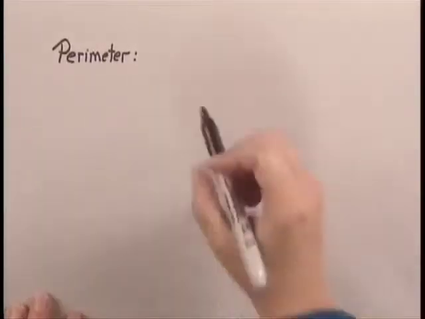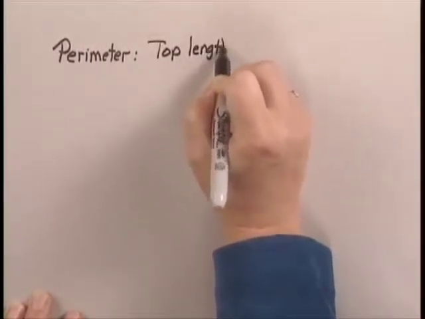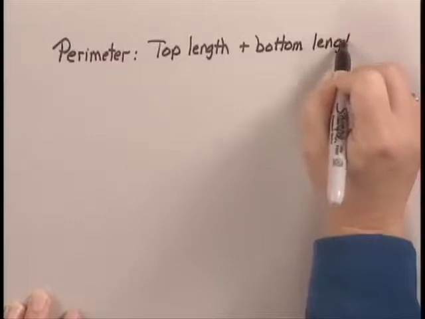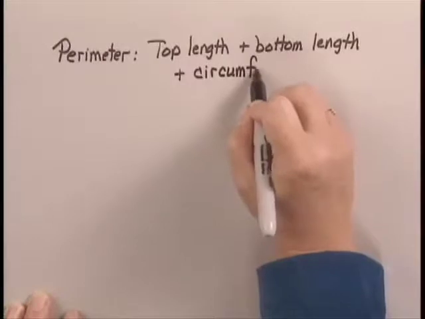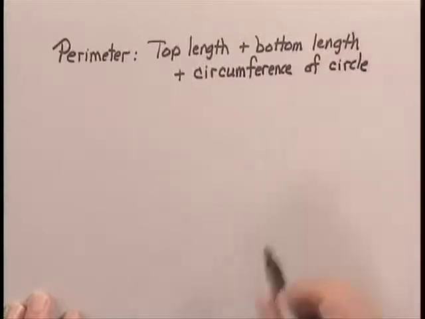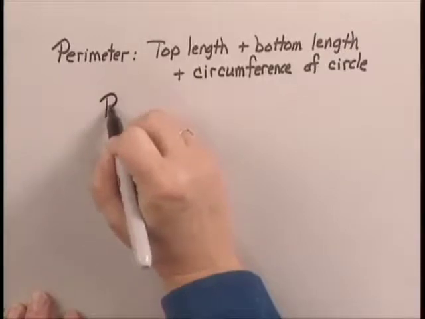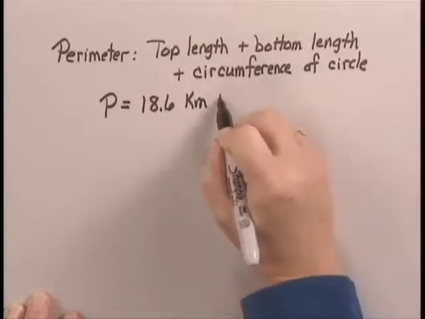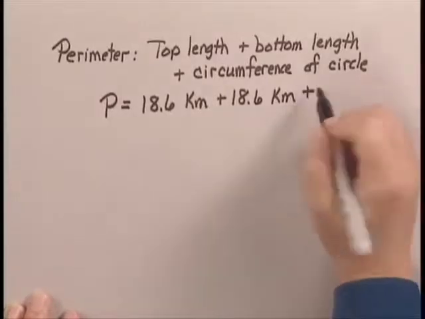To write it in a different way, we have the top length, plus the bottom length, plus the circumference of the circle, the 2 halves put together. Now the perimeter equals the top length, which was 18.6 kilometers, the bottom length, which was 18.6 kilometers, plus the circumference of the circle.